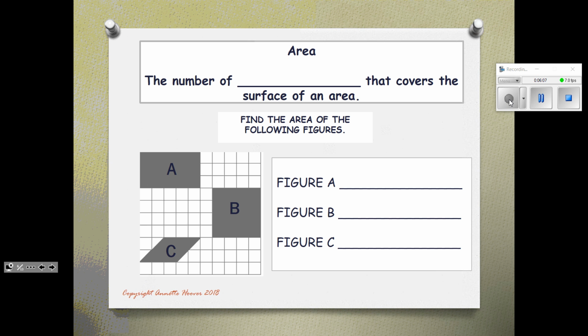Now we're going to move to area. Area is different. Perimeter was the outside. Area is the number of squares that covers the surface of an area. This is what you would use if you were putting tile down at your house or carpet and you need to know the square footage.